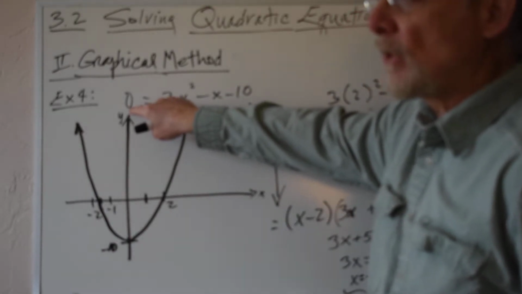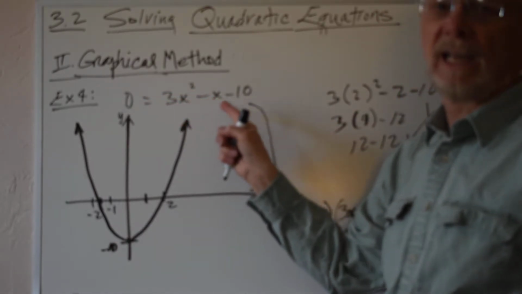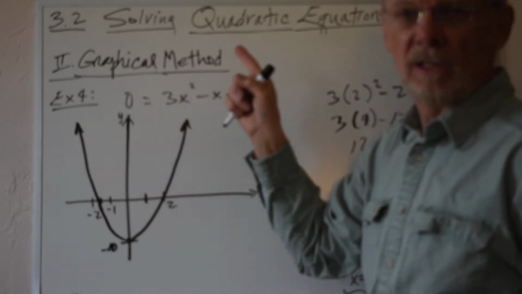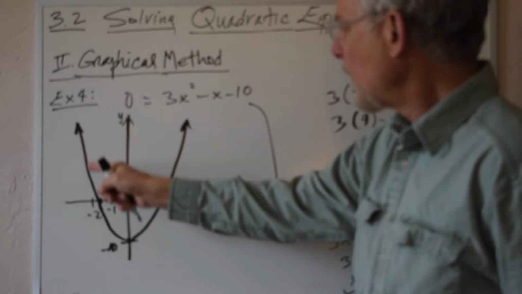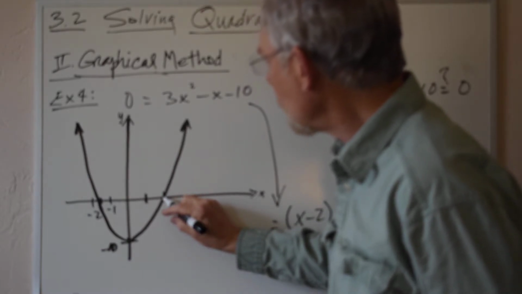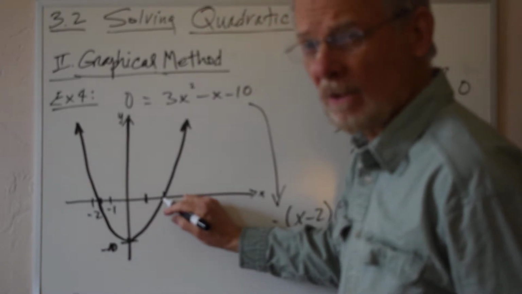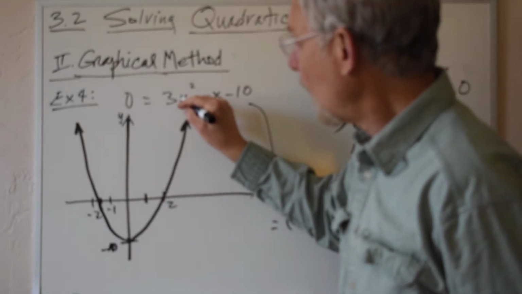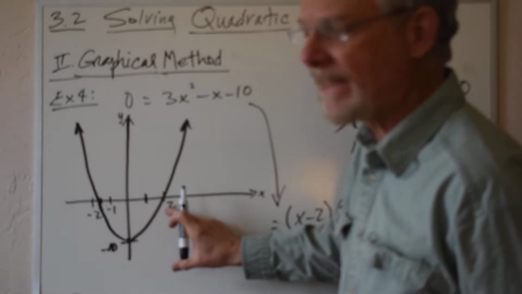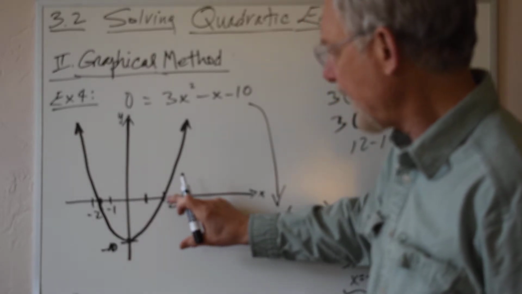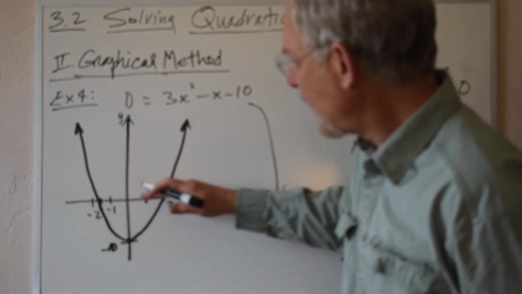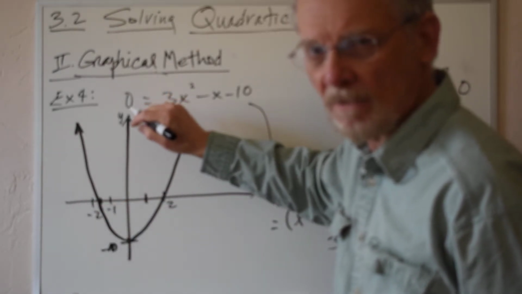Suppose you were asked to solve this equation, 0 equals 3x squared minus x minus 10. If you put the associated function into your calculator, you would get a graph that looks like this. Now we know that the x-intercepts of a parabola are the roots of the associated equation. In other words, this parabola appears to be going exactly through positive 2 on the x-axis. So it looks like 2 is an x value that makes y 0. That is, gives us the 0 over here.